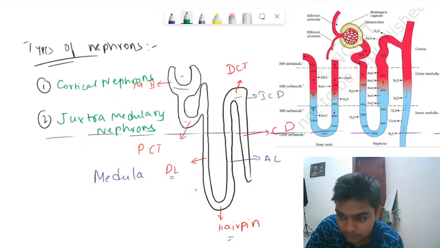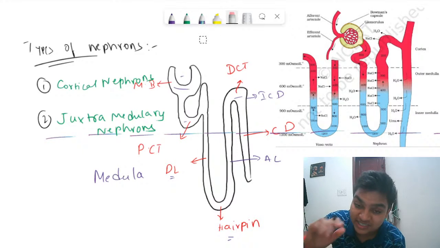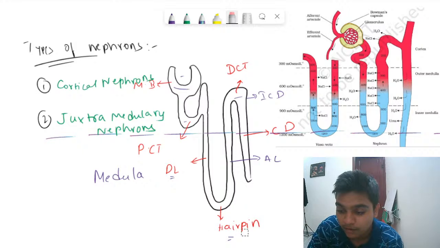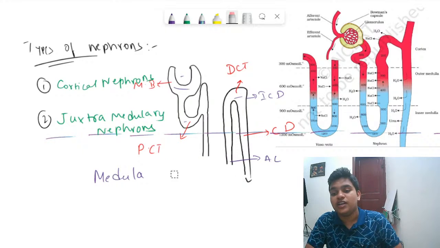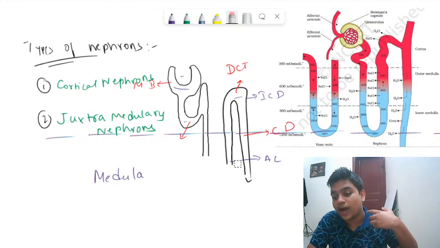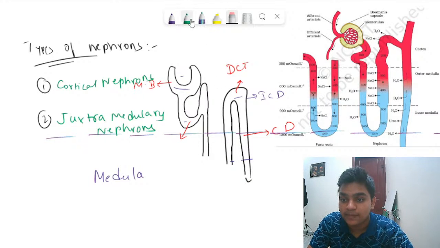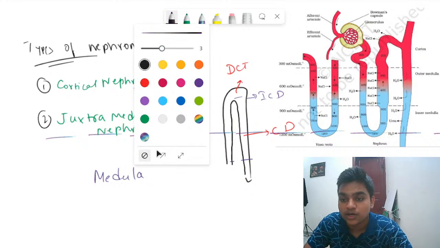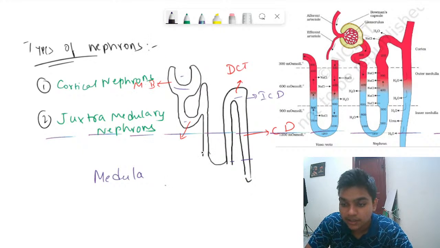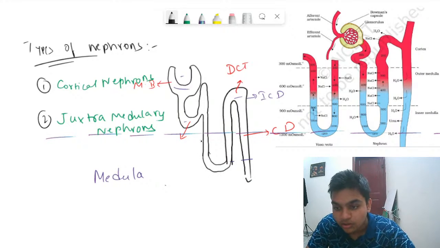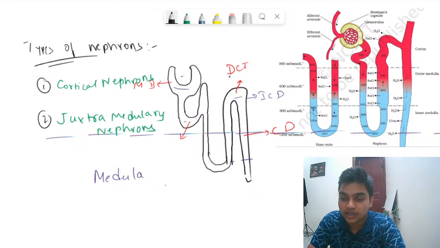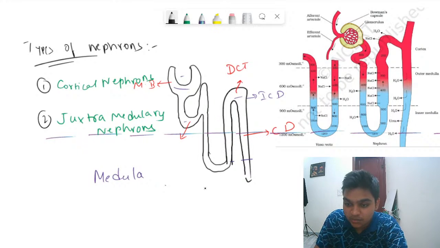Now see here, if this is a cortical nephron, I have drawn a structure of a nephron here. If this becomes a cortical nephron, what happens to this? The cortical nephron is a nephron whose most of the part is present in the cortex. So that is why the hairpin bend is small. Henle's loop is small. Most of the part is present in the cortex part.